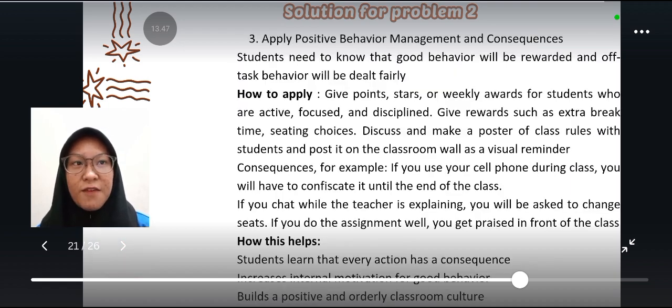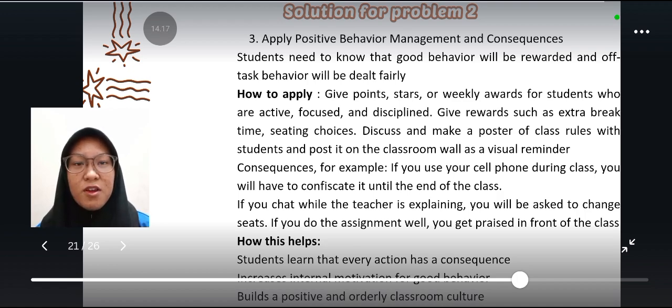Apply positive behavior management and consequences. Students need to know that good behavior will be rewarded and off-task behavior will be dealt with fairly. Give points, stars, or weekly awards for students who are active, focused, and disciplined. Give rewards like extra break time or sitting choice. Discuss and make a poster of class rules with students and post it on the classroom walls as a visual reminder.